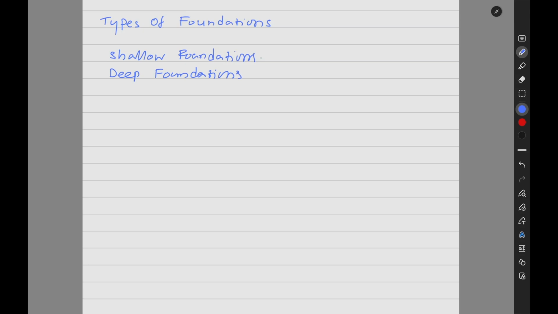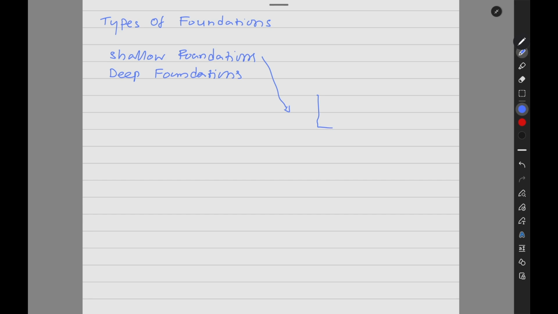I will give you a brief description or introduction about the foundation types. Let's start with the shallow foundations. The first one, shallow foundations. There are several types of shallow foundations depending on your loading and the ground conditions. We select different types of foundations.